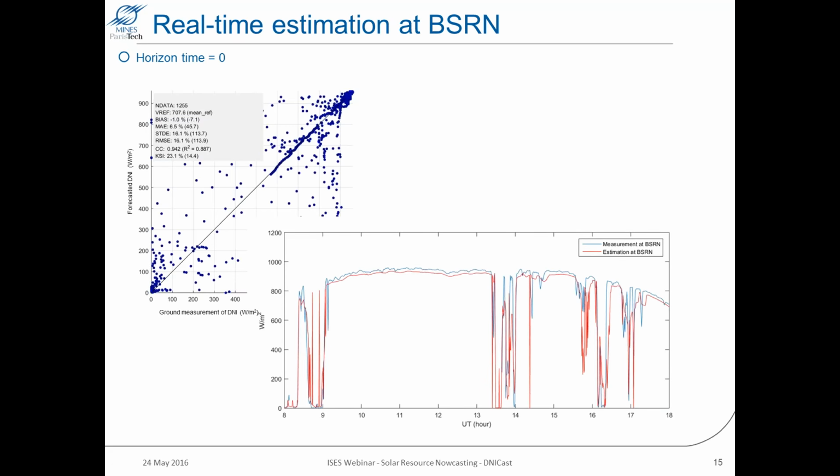So this is the result for 1 day in real time with a time horizon of 0. So here you have in blue the measured DNI at this station, and in red you have the real-time estimation from the cameras. And you have here the statistics, very nice statistics, comparing the estimated one and the measured one.